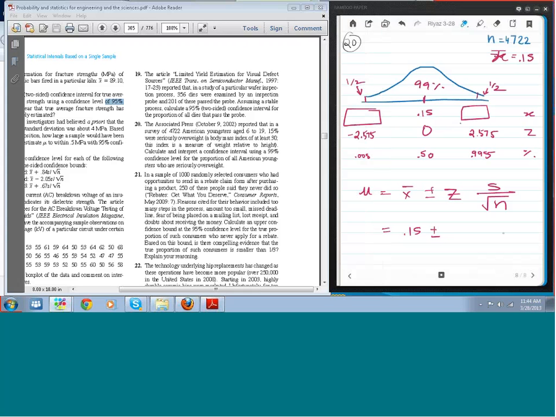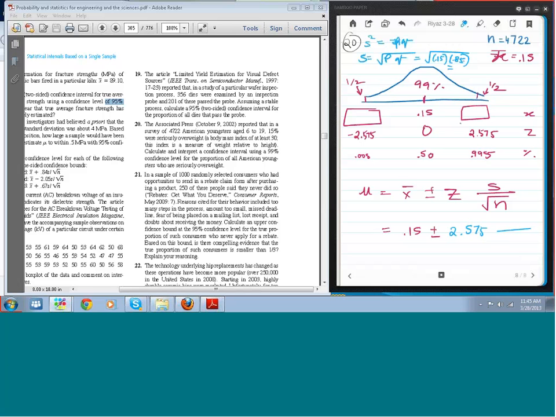So Z is going to be 2.575 times S. What is this? Oh, 15%. We have to calculate the S here. We don't know S yet. First you have to calculate S squared. S squared will be PQ, and S is going to be the square root of PQ, which is the square root of 0.15 times 0.85.